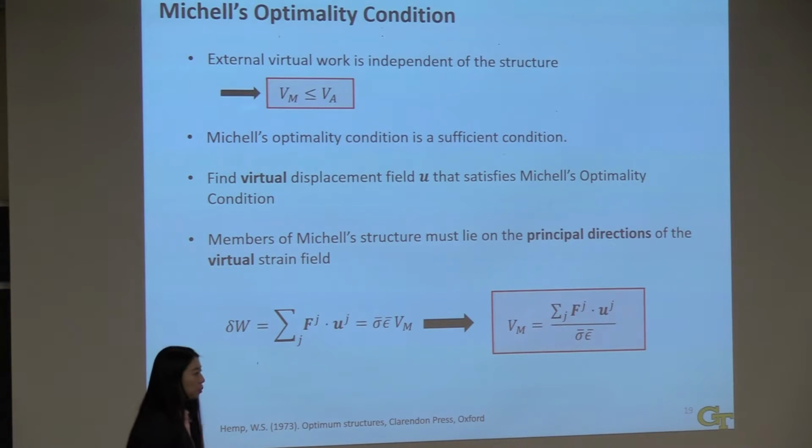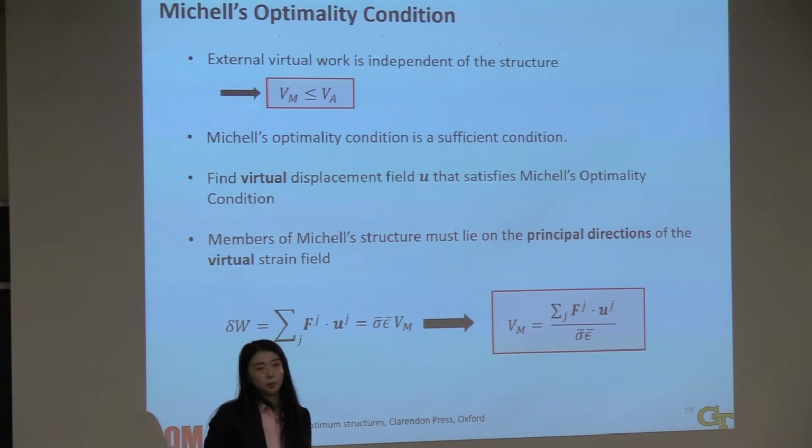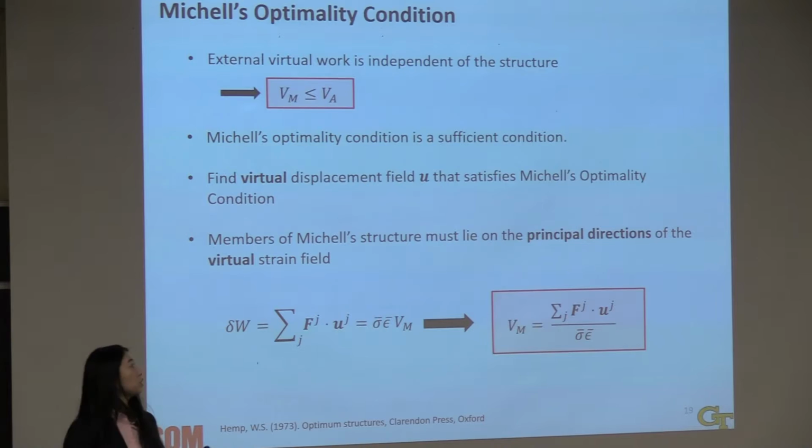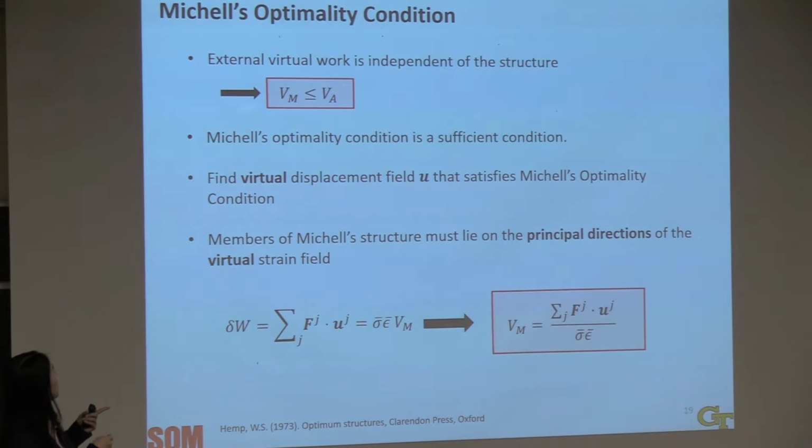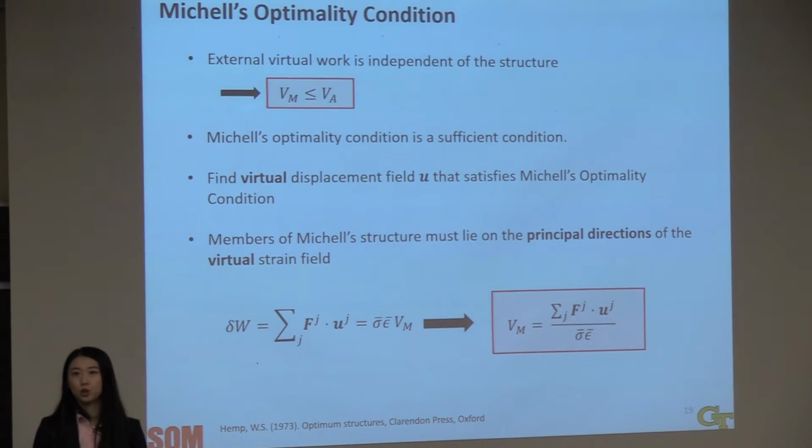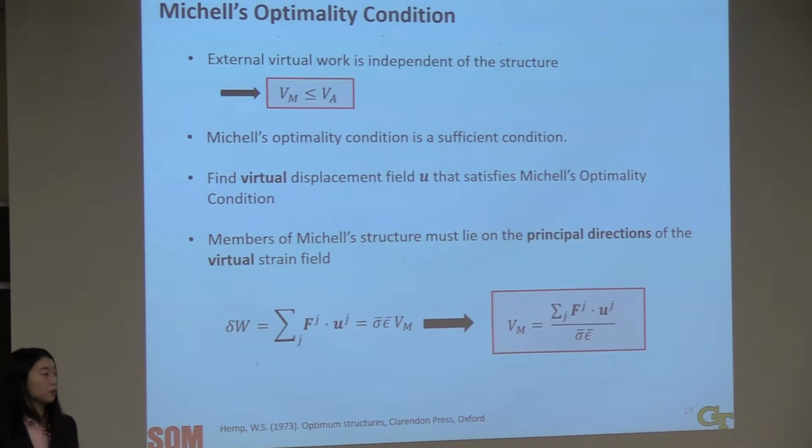Let me summarize what we have seen about the Michell condition. First of all, we use the idea that external work is independent of the structure, and therefore we obtain that the volume of our Michell truss is the lower bound. It has the least amount of material. What I wanted to point out is that the Michell optimality condition is a sufficient condition for a truss to be an optimal layout.